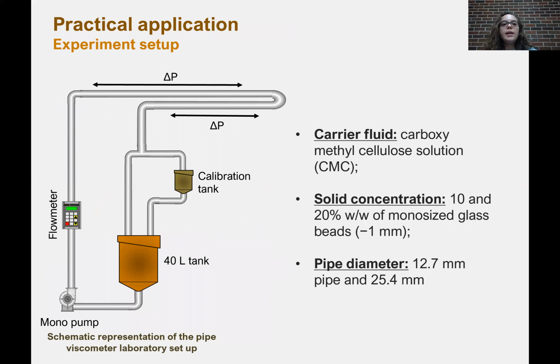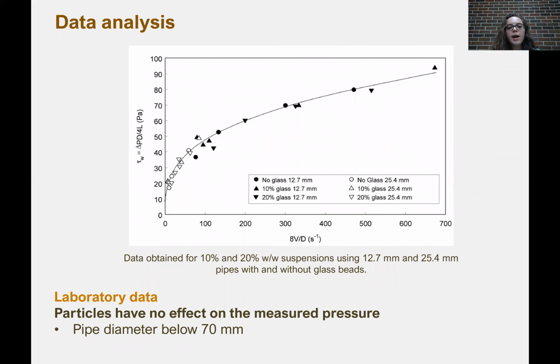Based on this idea that there is no pressure gradient difference for small diameter pipes, Fulham set up this nice experiment, which is basically the tube rheometer we saw during week 3. As carrier fluid, they used a CMC solution and added glass beads, not so fine though, at 10 and 20% of solid concentrations. They took their measurements in 2 pipe diameters. For those who are not familiar with it, CMC is just a modified polysaccharide. And here's what they got.